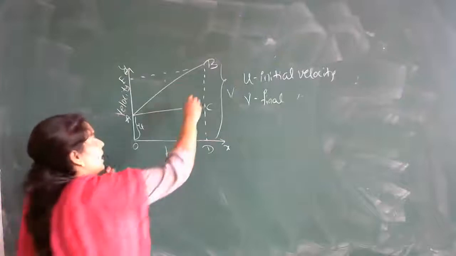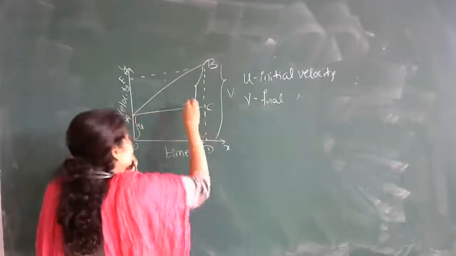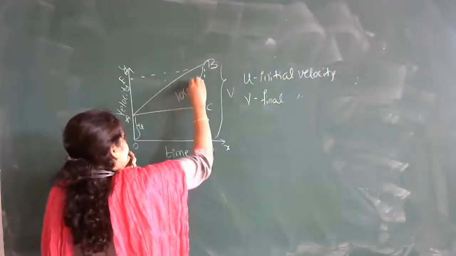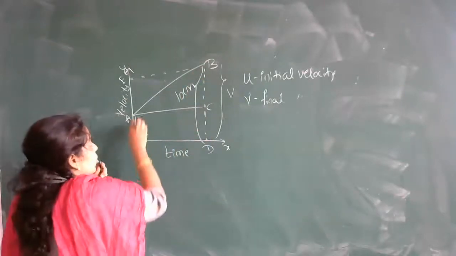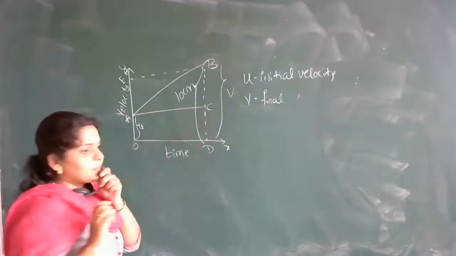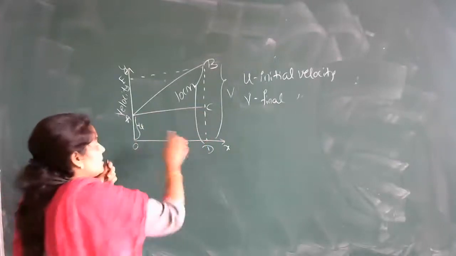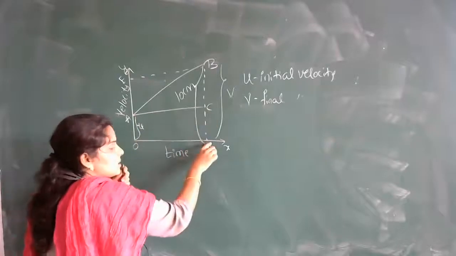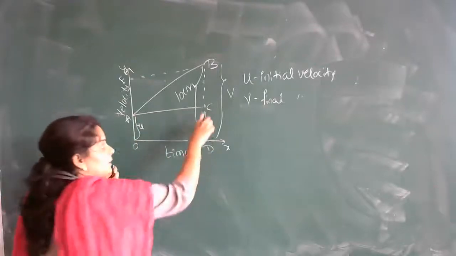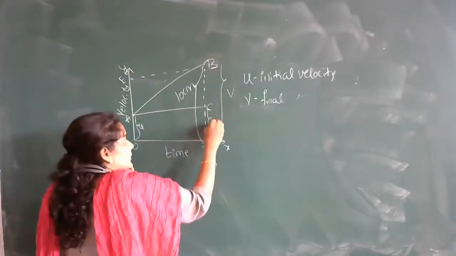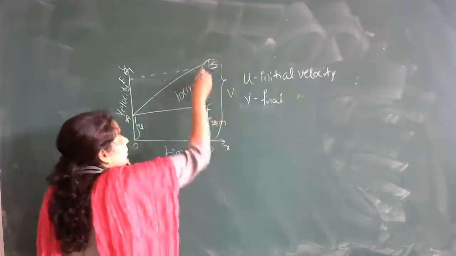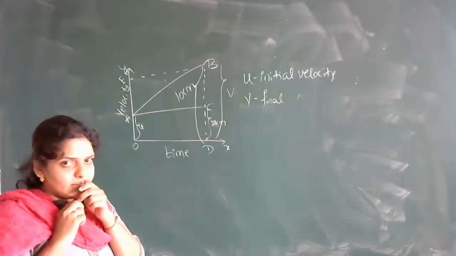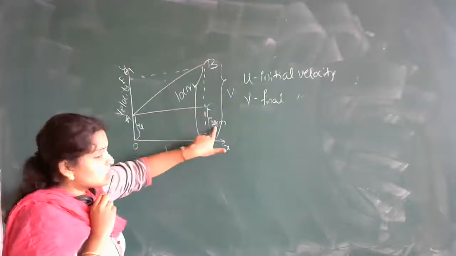Suppose this entire distance is 10 centimeter. OA is equal to CD. Can you see the diagram properly? See this, OA is equal to CD, and that is nothing but U. So suppose this is 2 centimeter. This entire is 10 centimeter, and this much is 2 centimeter.